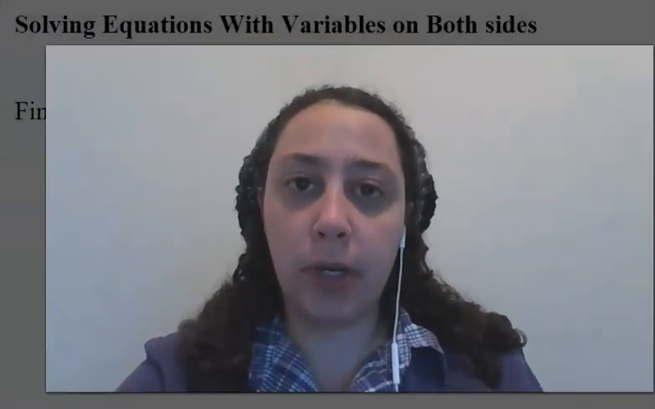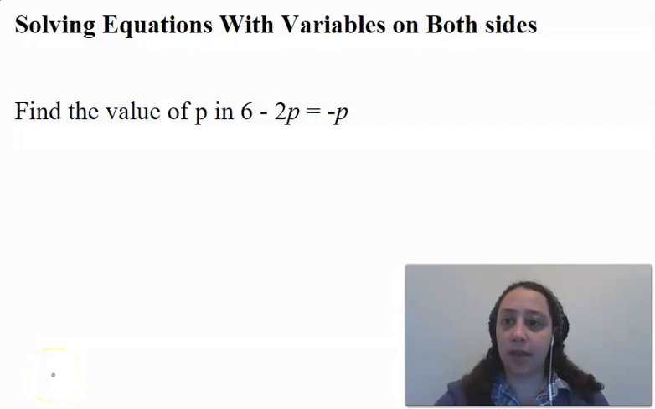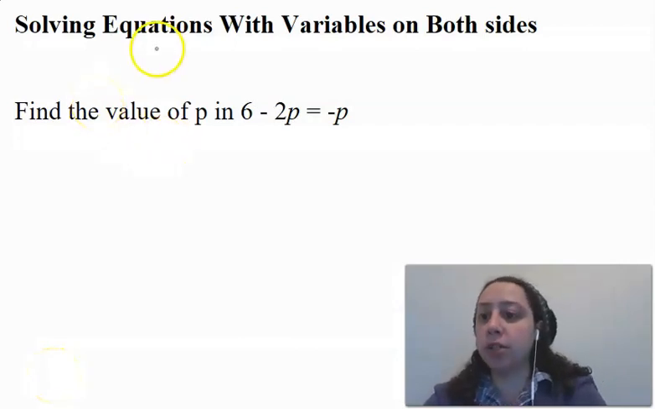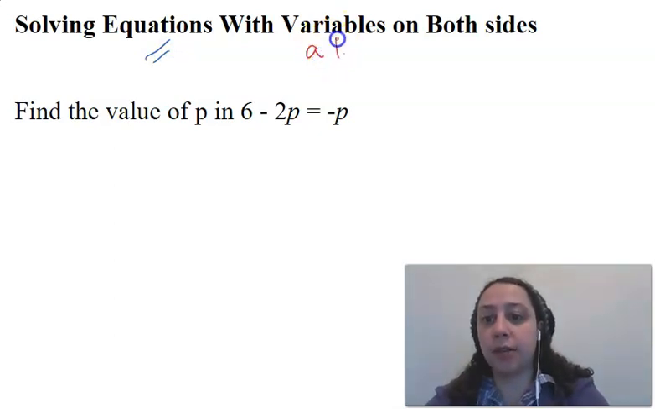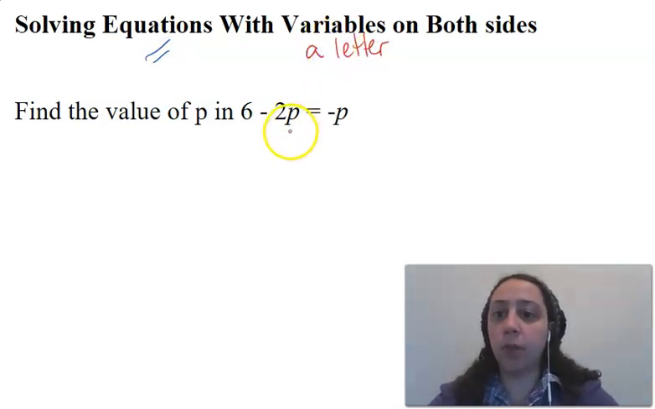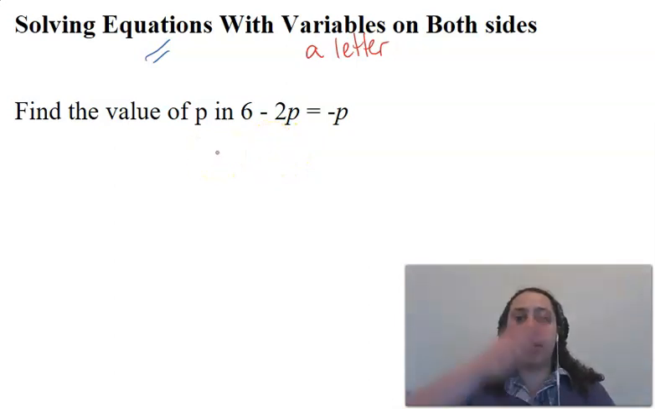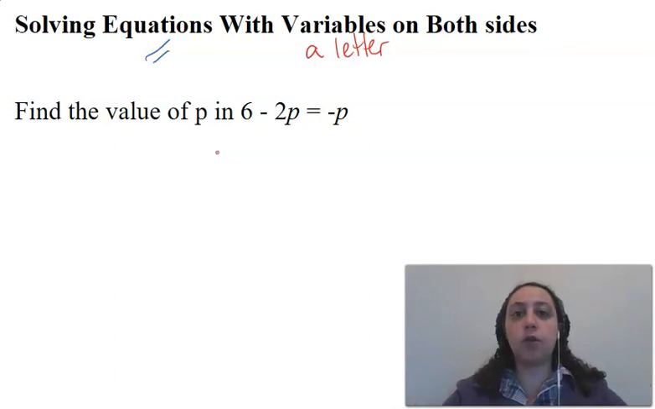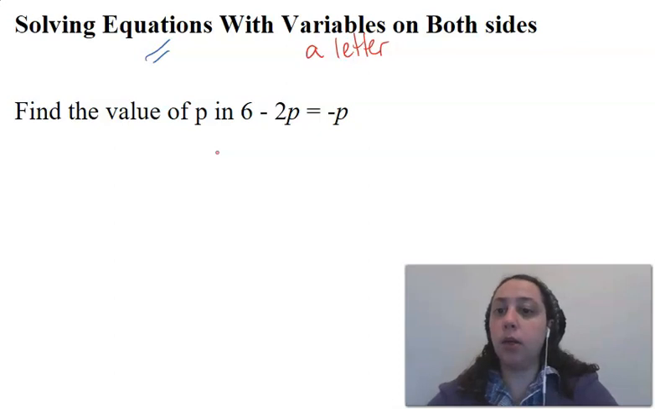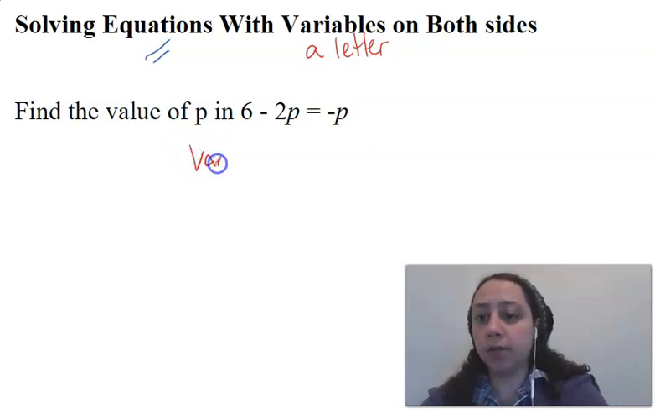Hi mathematicians, in this video we're going to learn how to solve equations with variables on both sides. So remember, an equation has an equal sign and a variable is a letter. In this case, our variable is p, and when we're solving equations with variables on both sides, we want to separate our variables and our numbers onto two separate sides. So any term that has a variable, in this case any term with a p, we're going to put on the left side of the equals.